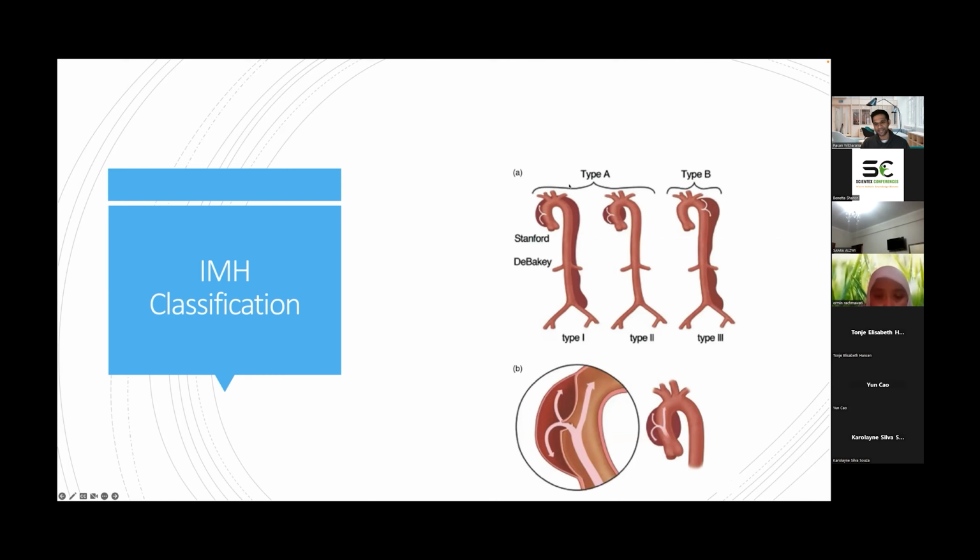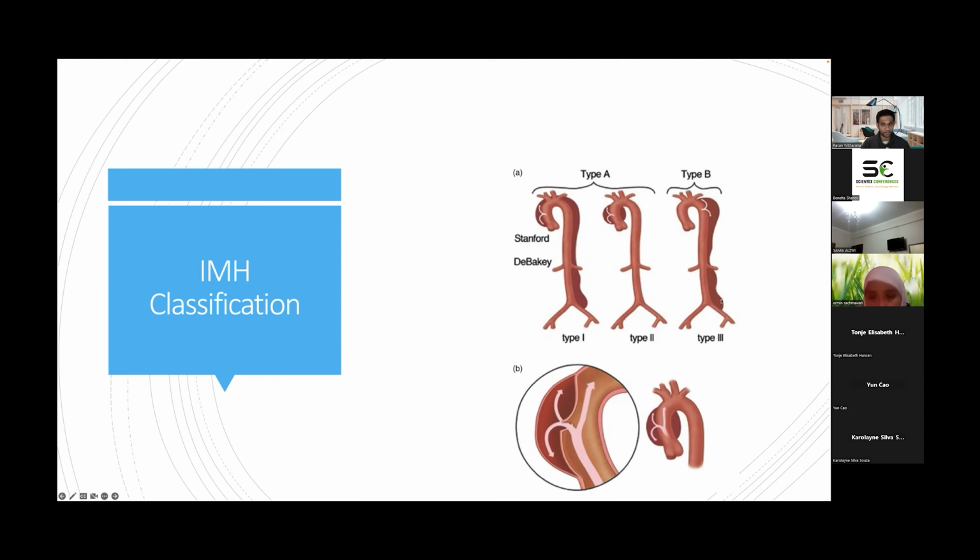According to the Stanford classification system, if it involves the ascending aorta, we call that a type A IMH. If it doesn't involve the ascending aorta, and if it is distal to the left subclavian artery, as you can see on the right-hand side, we call that a type B IMH. That's the Stanford classification system. We can also use the DeBakey system, which is divided into type 1, type 2, and type 3.